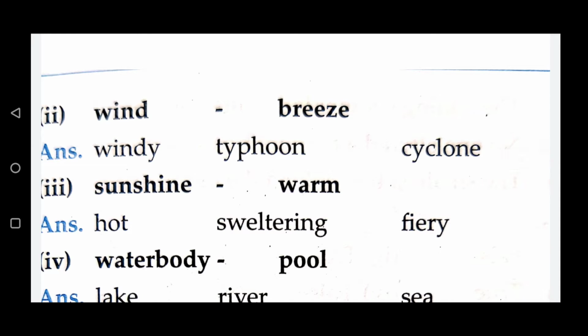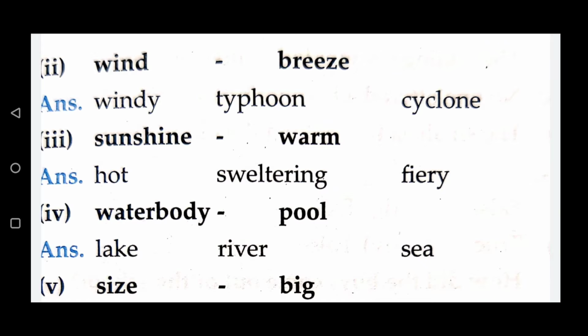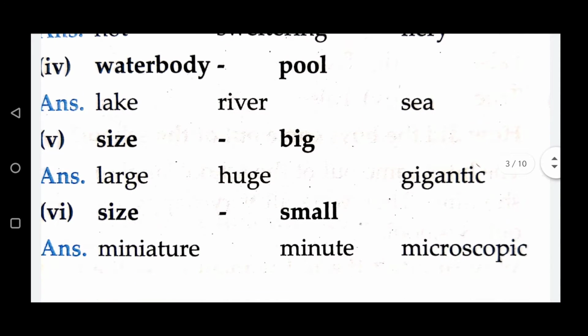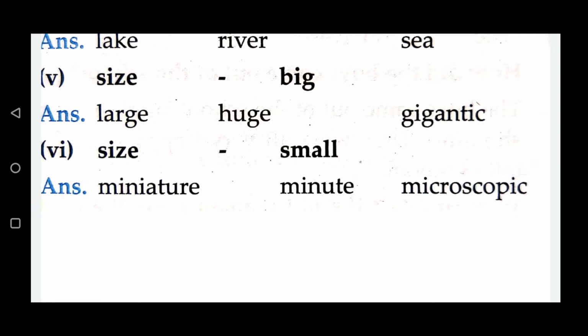Then wind. Wind also means breeze. Windy, typhoon, cyclone. These are the three different words. Then sunshine. Sunshine means warm, hot, sweltering, fury. Then water body or pool. Water body is said to be pool. Water body can be a lake, it can be a river, it can be a sea. Size can be big, large, huge, gigantic. Size small, miniature, minute, microscopic.